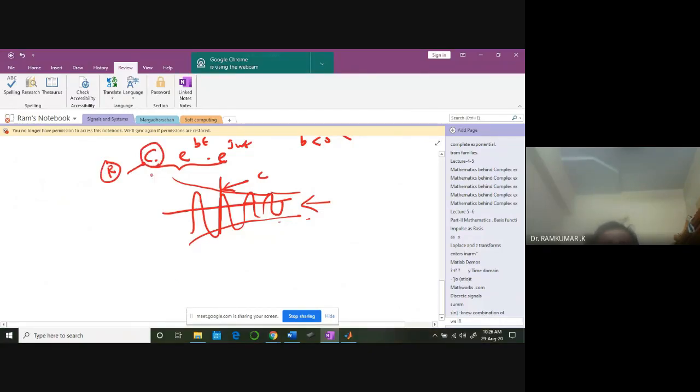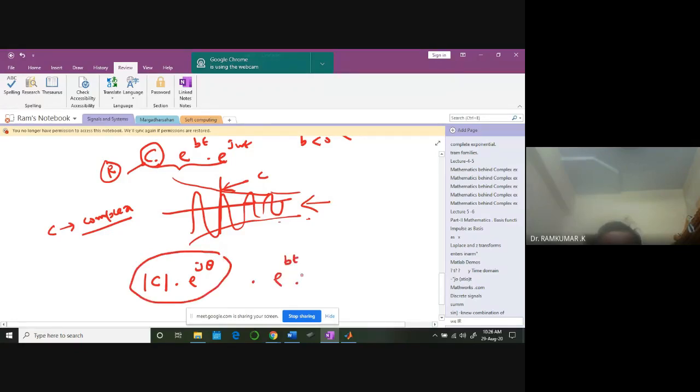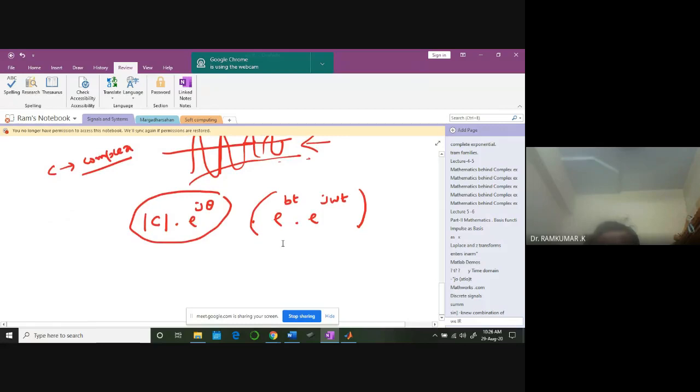Now this can also be complex. That's what I'm saying, the C can be complex. If C can be complex, then C is going to have a magnitude part and an angle part. I'm going to take this and multiply it with what? e power bt, e power j. Understand what I'm saying? Then can you see it? What will happen here? It's going to be C e power bt dot e power j omega t. Take the imaginary part and add it to it.